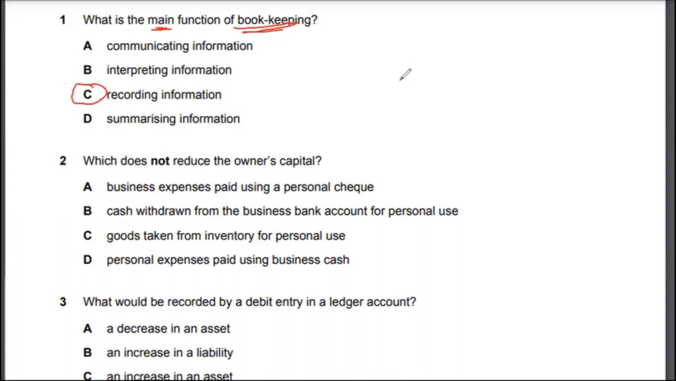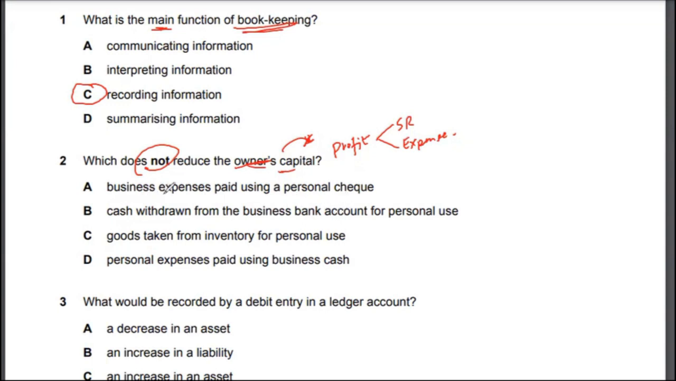Let's look at multiple choice two: which does not reduce the owner's capital? There are two keywords here. The first one is not, and the other one is owner's capital. So what is owner's capital, and how will it increase or decrease? Owner's capital is impacted by the profit of the company, and profit is impacted by sales revenue and expenses, and of course there are other items. So let's look at all the options A to D and see which one will not reduce the owner's capital.